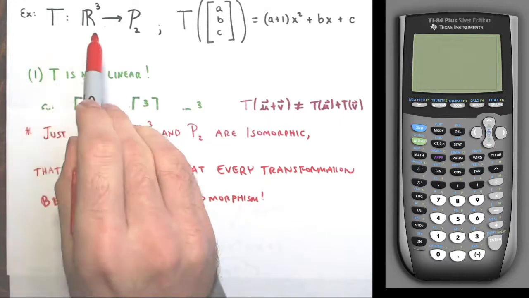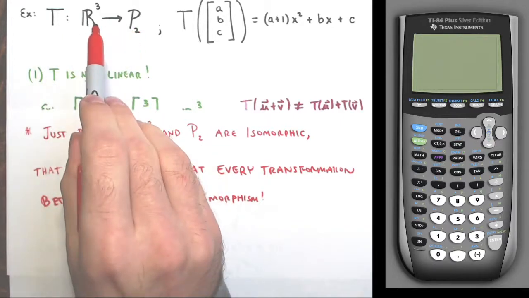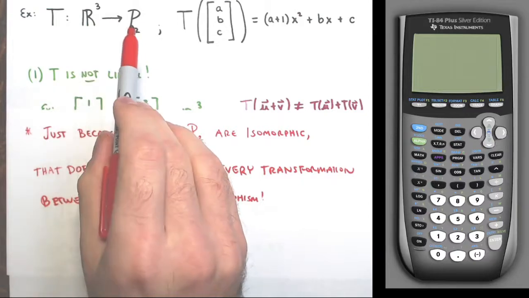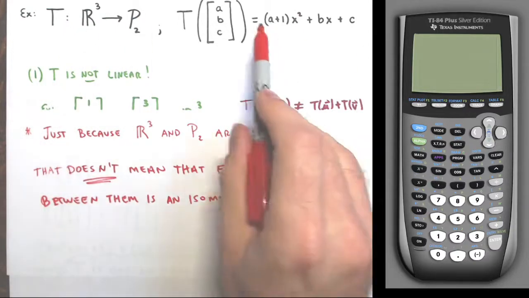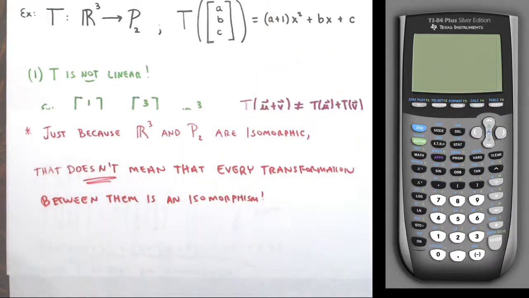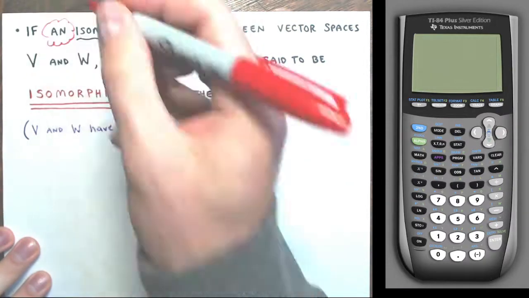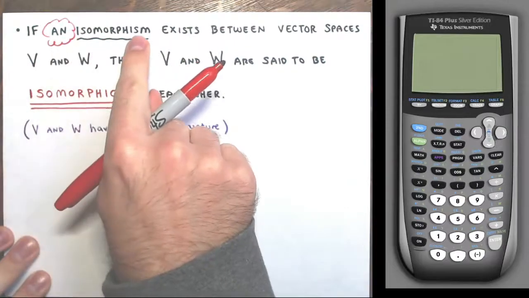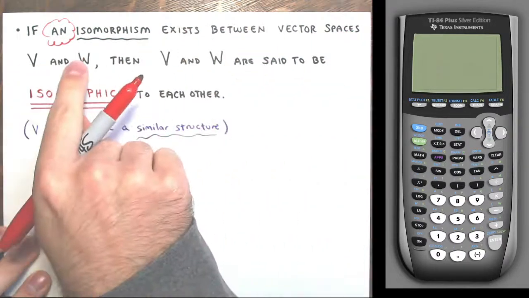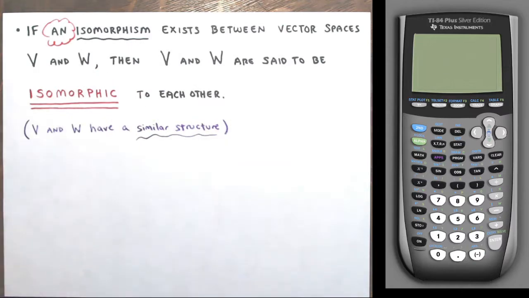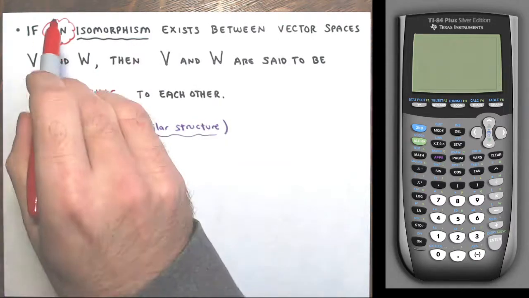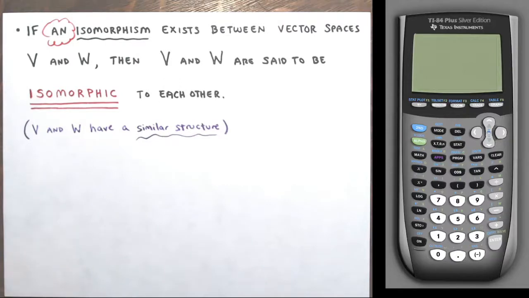As I just showed you here, these are isomorphic vector spaces. I showed you that in the first example. But here is a transformation between them that's not an isomorphism. Let me go back one more time to the definition of isomorphic. The key word here is an. If an isomorphism exists between the vector spaces V and W, then V and W are said to be isomorphic to each other. So you only need to find one transformation between them that's linear and invertible.